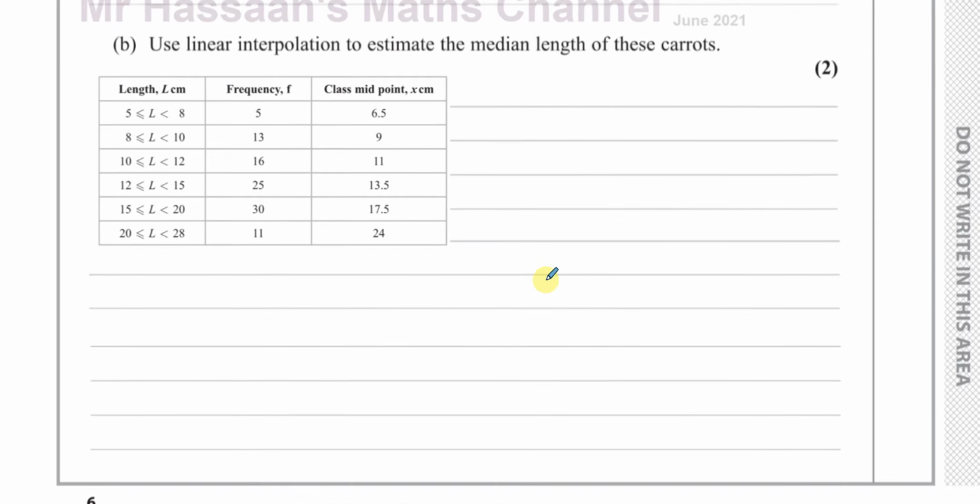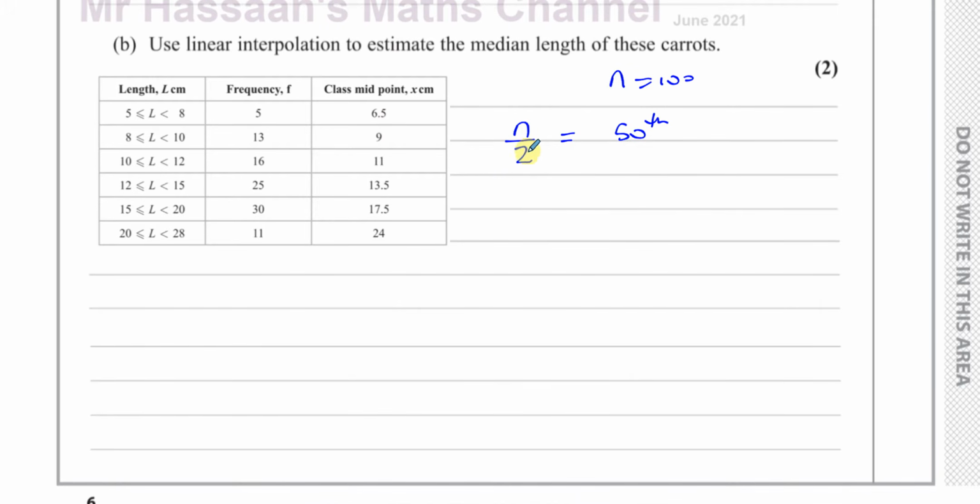Now for part B, it says use linear interpolation to estimate the median length of these carrots. When you have grouped data, we don't have the actual details of the data, so I don't know exactly what the value of the median is. I know that there's 100 terms here. As we don't know exactly what each value is, when we're estimating the median, we just take n/2 to find the median position. So n/2 is going to be 50, so we're looking for the 50th term.